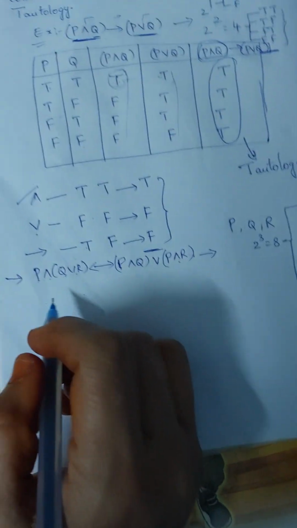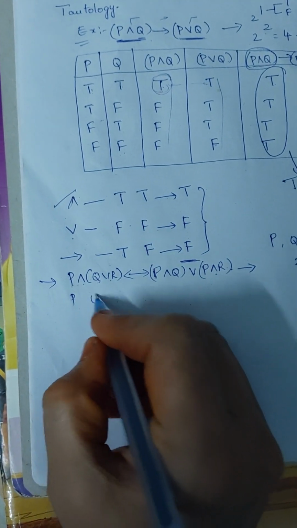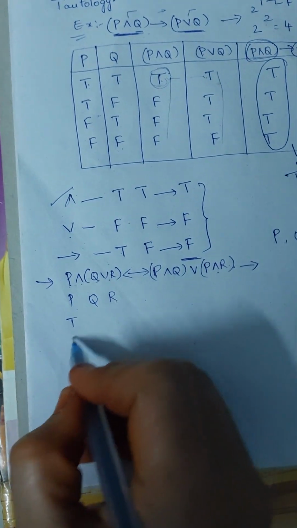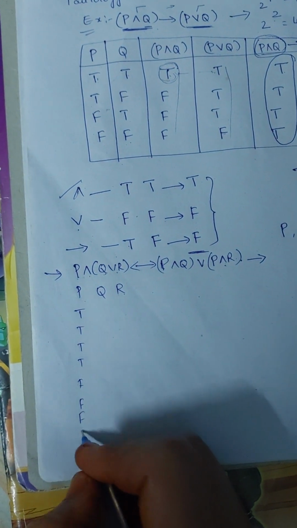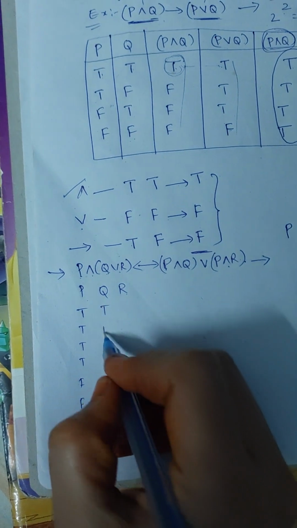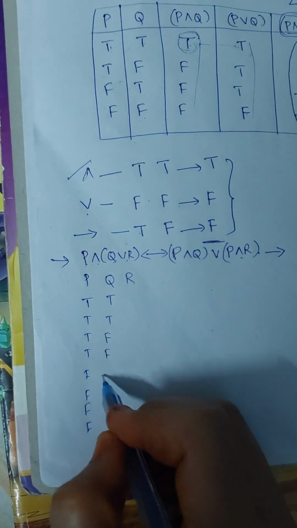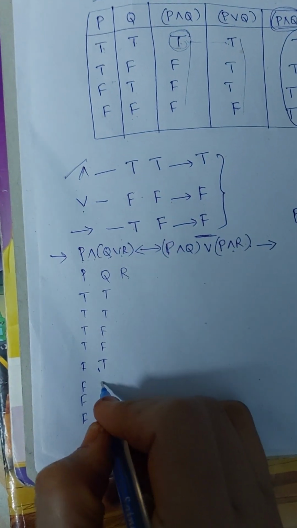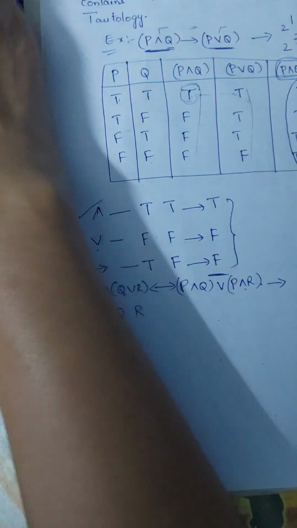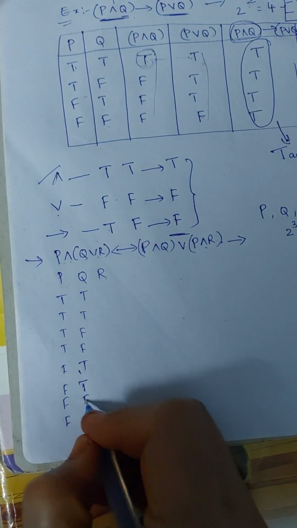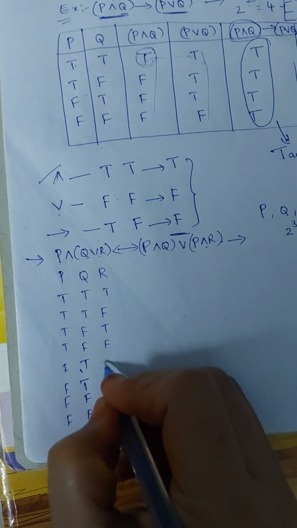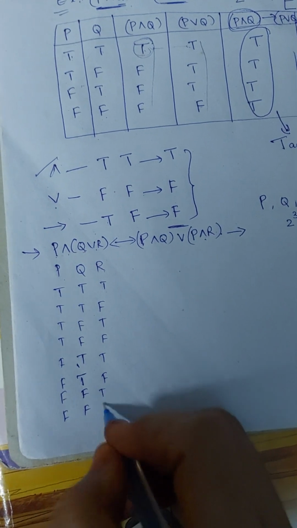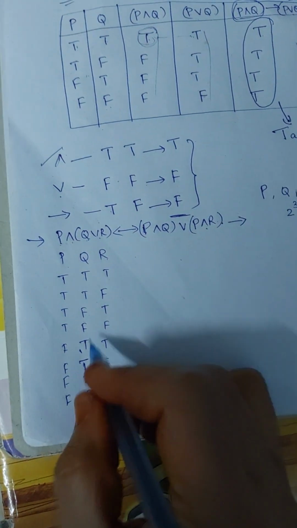So for this example, we need to write P, Q, R as the statements: 4 trues, 4 falses, and then 2 trues, 2 falses, 2 trues, 2 falses, and next 1 true, 1 false, 1 true, 1 false, 1 true, 1 false, likewise. So in this manner we need to write the ordered truth values.